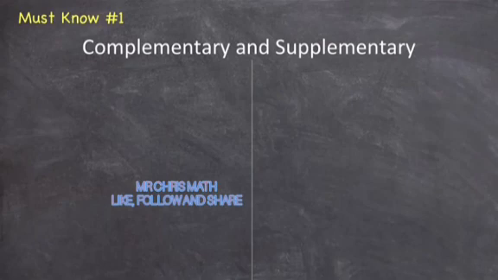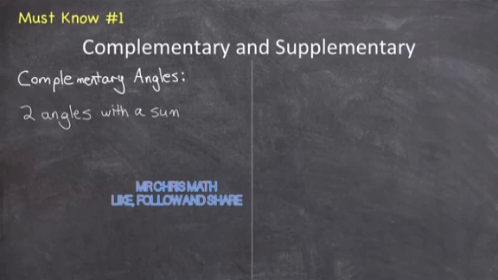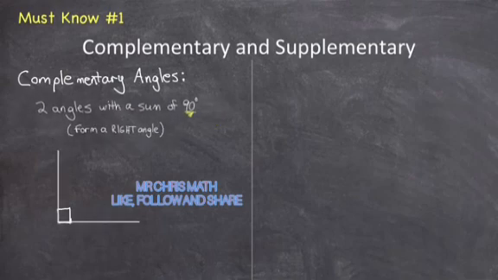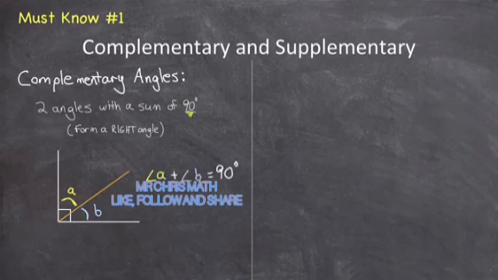Complementary angles are two angles with a sum of 90 degrees, and if you were to put two complementary angles together, they will form a right angle. If I were to draw two line segments that form a right angle, then break that angle into two different angles, let's call them angle A and angle B, because these two angles combined together form a right angle, I know the sum of those two angles is 90 degrees, which means those two angles are complementary.